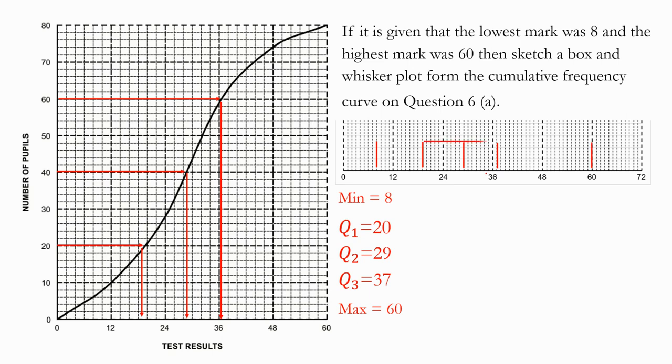Then we can draw our box and then we put the whiskers. Done. So this is the box and whisker. Okay, so that's how we're supposed to sketch the box and whisker.